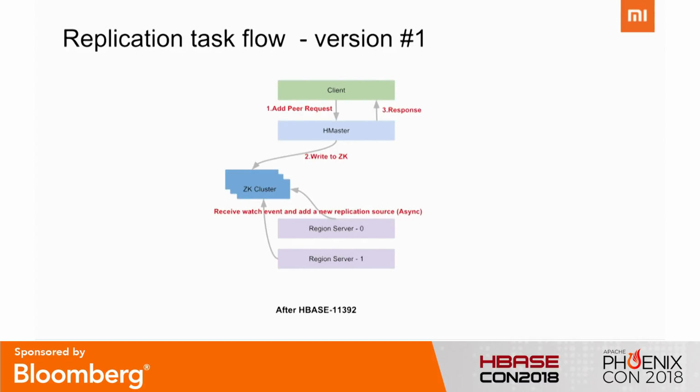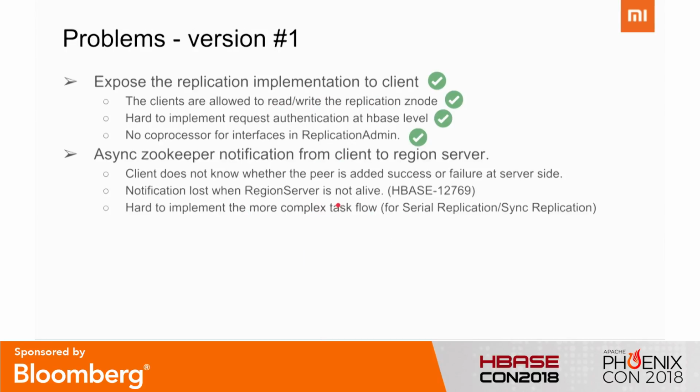After HBASE-11392, we implemented the replication task flow like this. The client sends a request to the HMaster, and the HMaster writes some data to ZooKeeper, and then just returns to the client. But the region server still handles the task asynchronously. We fixed the first problem by delegating to the HMaster to handle the request, but the second problem still exists.